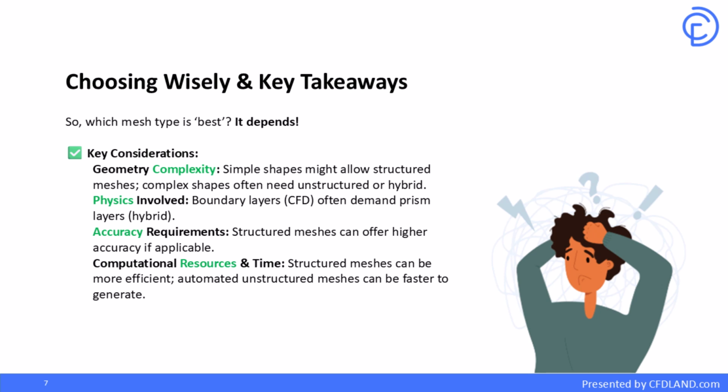Next, the physics involved. What are you trying to simulate? If you're doing CFD, those boundary layers near walls are almost always super important, which means you'll likely need prism layers, often as part of a hybrid mesh. Then your accuracy requirements. For some problems, structured meshes, if you can make them, can offer high accuracy with fewer cells. And finally, computational resources and time. How much computing power do you have, and how quickly do you need to get the mesh done? Structured meshes can be more efficient for the solver, but automated unstructured meshing can be much faster to actually generate the mesh itself. The main takeaway here is that understanding these different types and their pros and cons empowers you to make informed decisions. It's all about picking the right meshing strategy for your specific job to get efficient and accurate simulations.